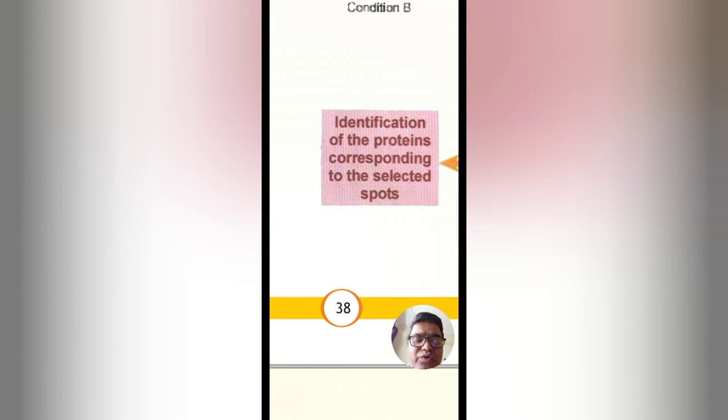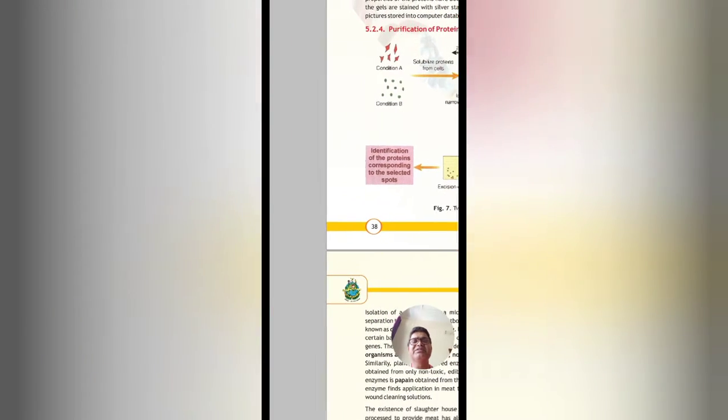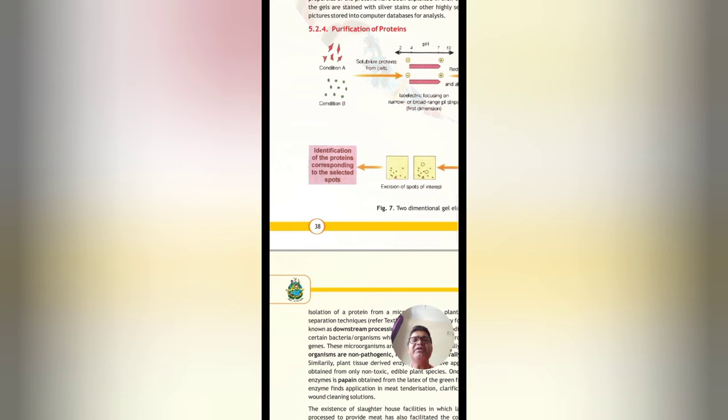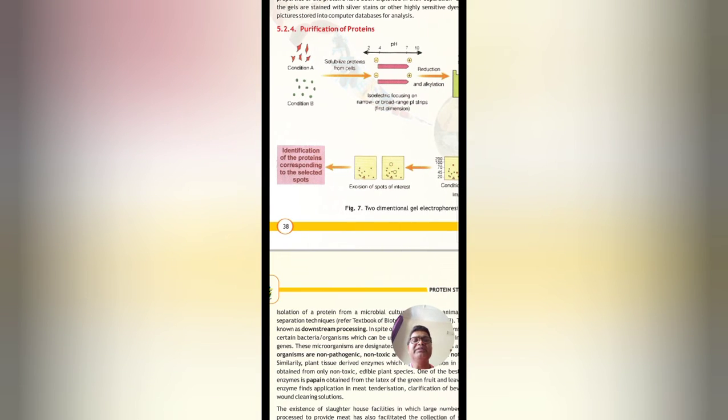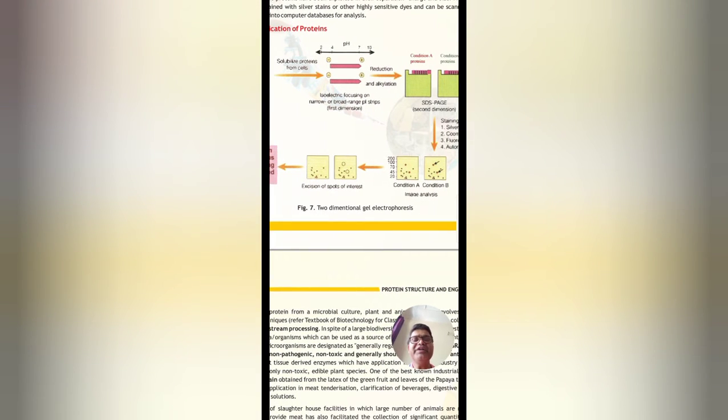Then through MALDI-TOF techniques we will conclude the helical pattern of that protein and try to find out the function of the protein on the basis of the projected structure that was developed by software tools of bioinformatics. So this is all about 2D gel electrophoresis.